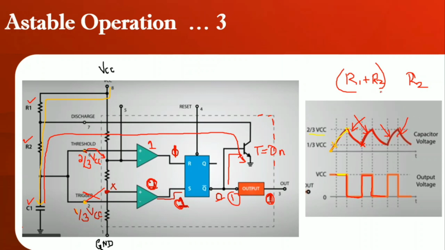So the charging time depends on R1 plus R2 into the capacitor C, and the discharging time depends on only R2. See here, it is taking only the path through R2. It is not going towards R1. Therefore, R2 into C will be the discharging time.